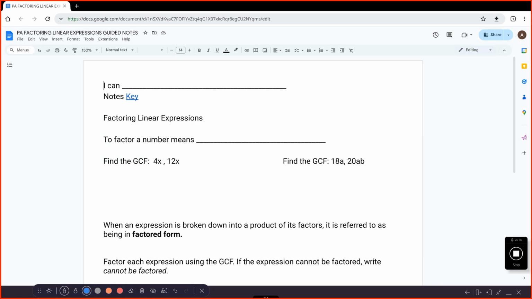Hi there, in this video we are going to go over how to factor linear expressions. So our I can statement for today is I can factor linear expressions. To factor a number means to write it as a product of its factors.